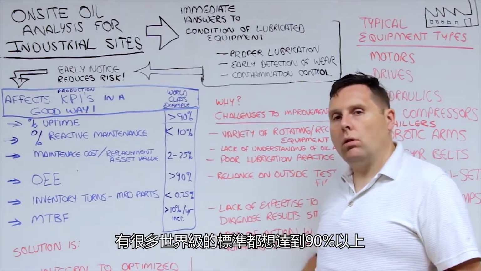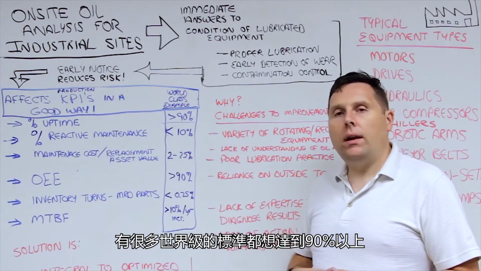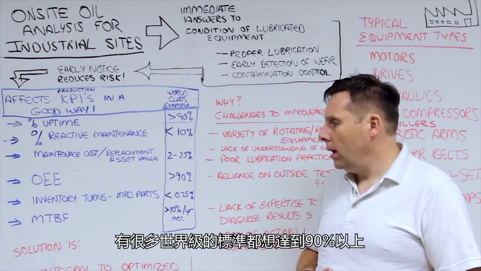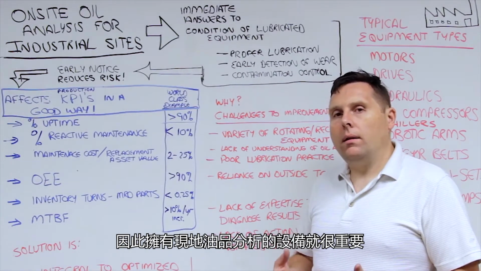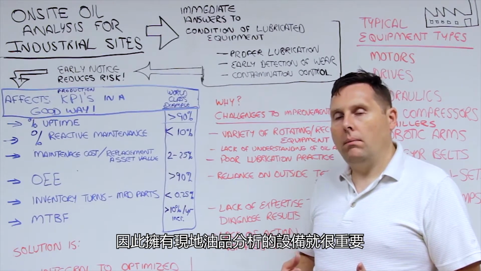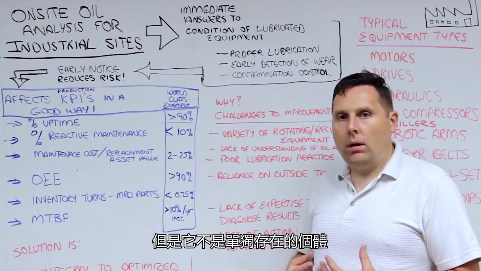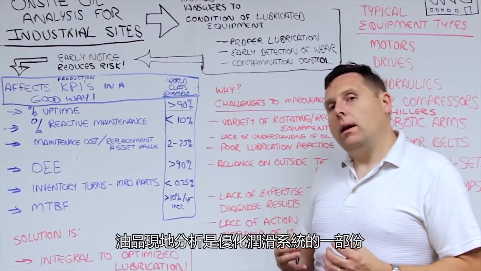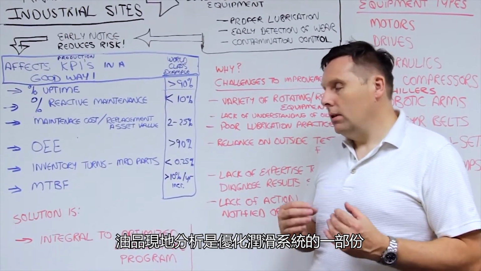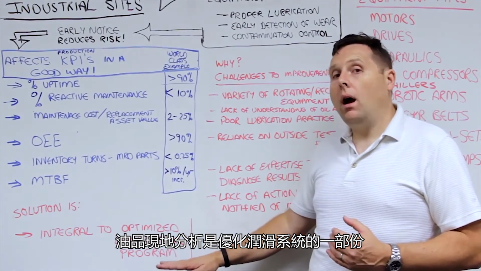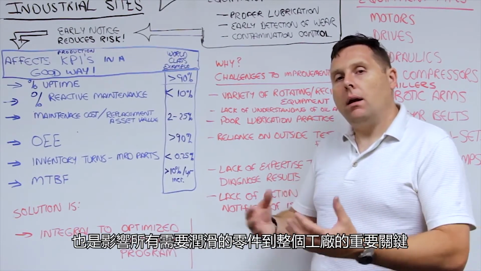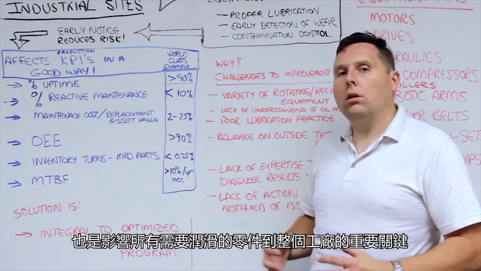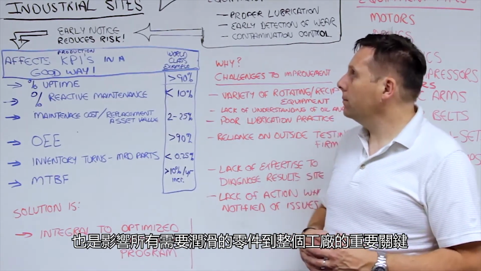There are different types of world class out there. Everybody's trying to aim for at least greater than 90%. And what's really important is to have some sort of on-site oil analysis program, but it does not live in a vacuum on its own. This on-site oil analysis solution is integral to an optimized on-site lubrication program that is endemic across the site and affects all components that are lubricated.